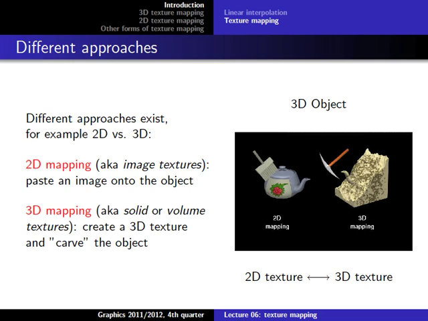And the other is called 3D mapping, where we have a 3D texture. So we have information about each point in 3D, about the structure, how the structure or the color looks like, and then we can map that, of course, also to a 3D image.